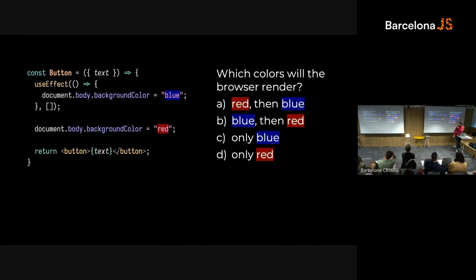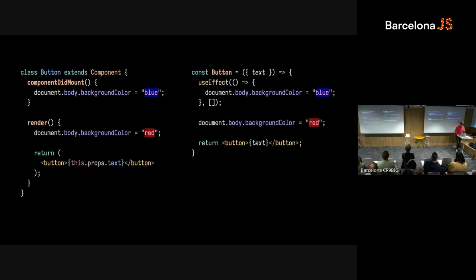Now, I have this code. This is the same component, but written to use useEffect. Which colors will the browser render here? Who thinks it's A? Who thinks it's B? C? D? E? No. All right, yeah, the right answer here is indeed A. So with componentDidMount, the right answer is only blue, but with the useEffect, the right answer is red, then blue.